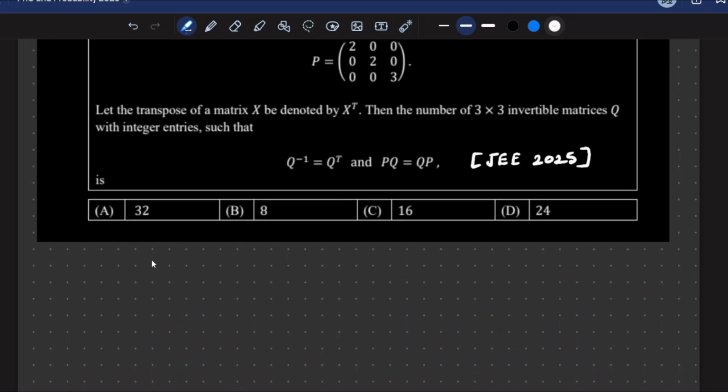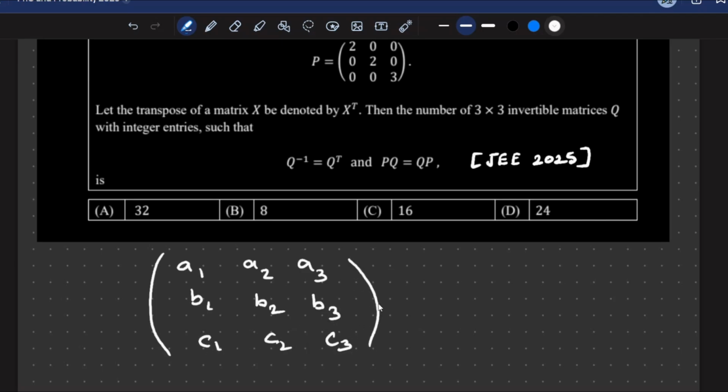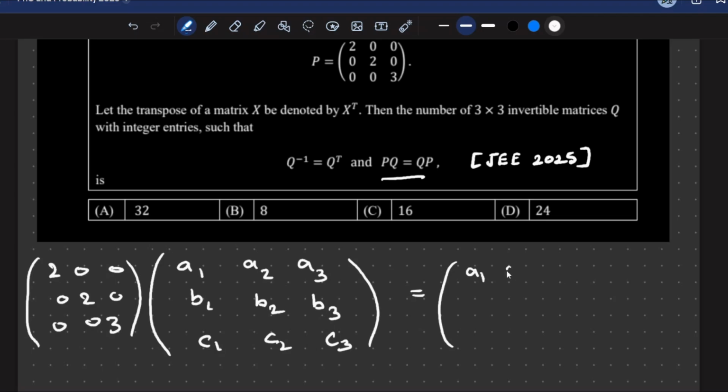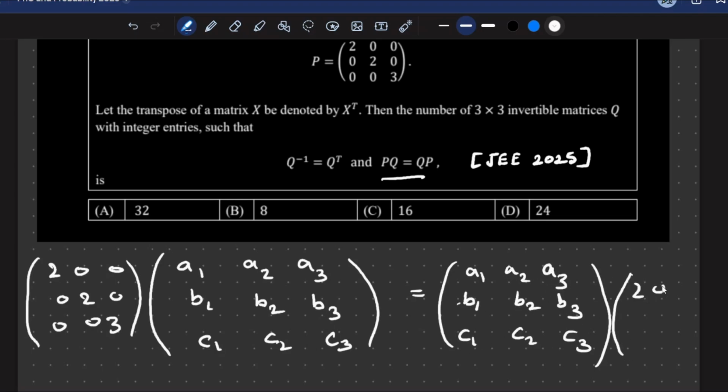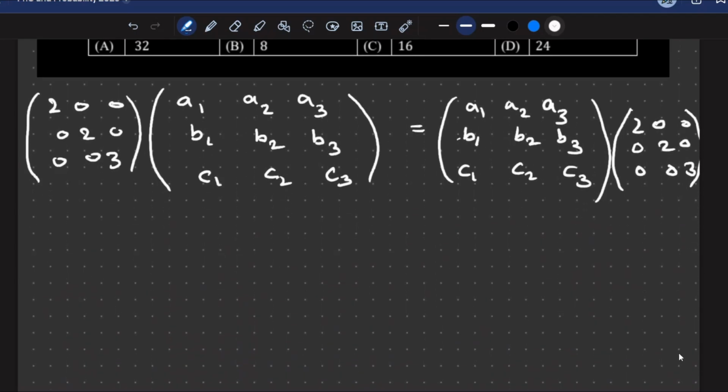Okay, fine. So let us assume a matrix Q as A1, A2, A3, B1, B2, B3, C1, C2, C3, right? Okay, and satisfy this condition over here itself. Now the multiplication is really simple and easy, alright? So you all can do it.